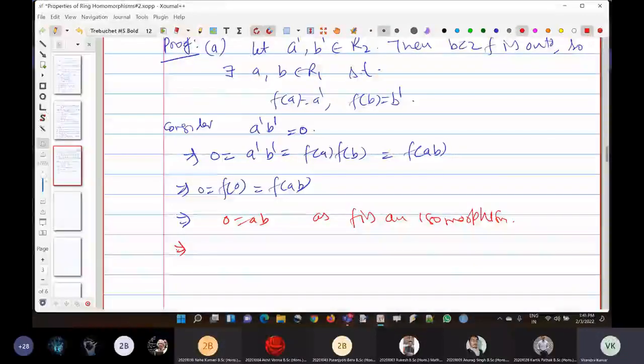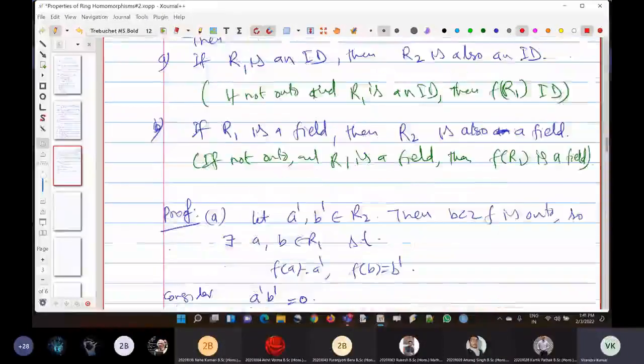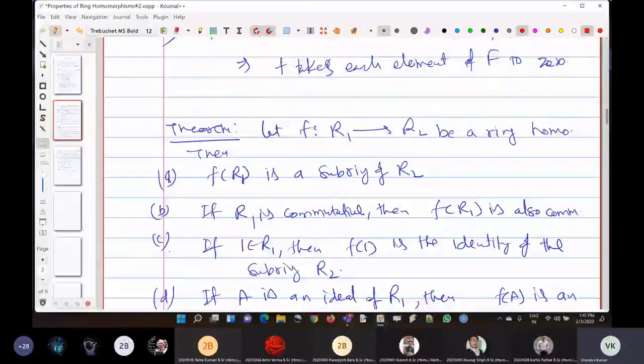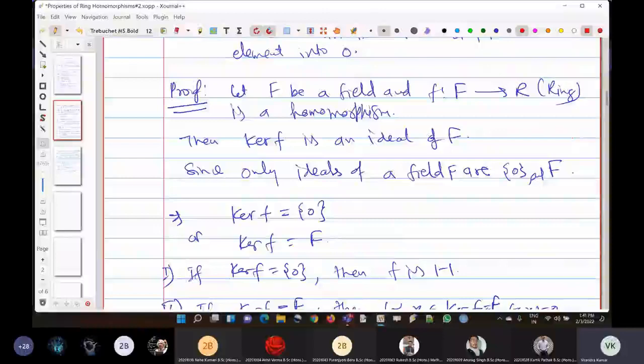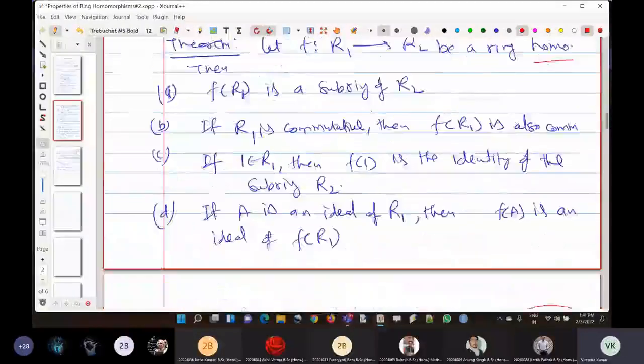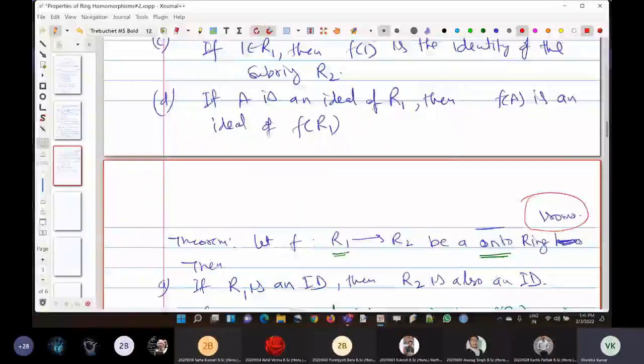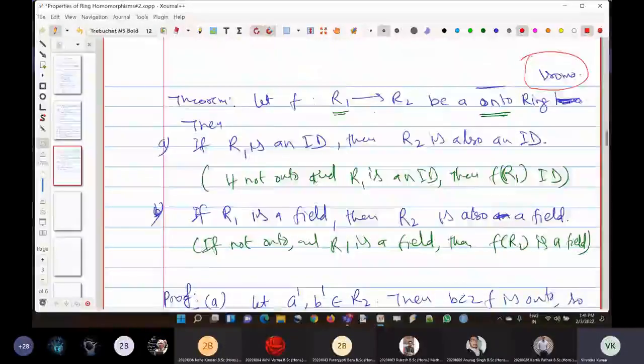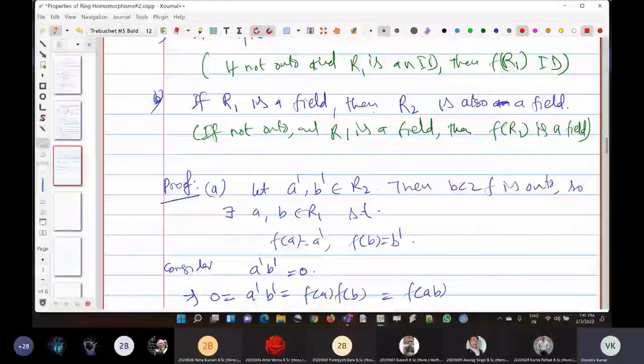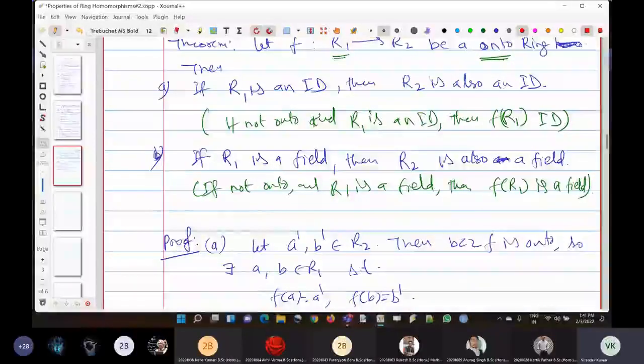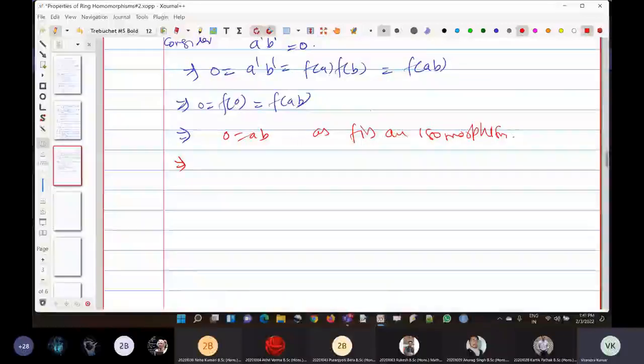Fine. The last two theorems are what we have written here. They are correct. A ring homomorphism is sufficient for this. But in order to map an integral domain to an integral domain and a field to a field, f needs to be onto, or at most, what I can say is that this should be an isomorphism.